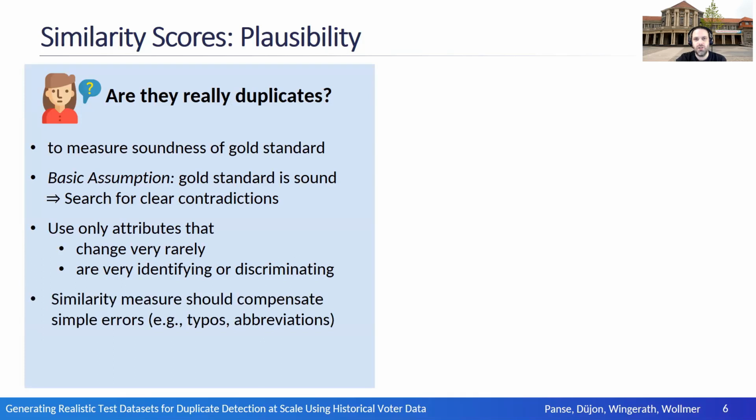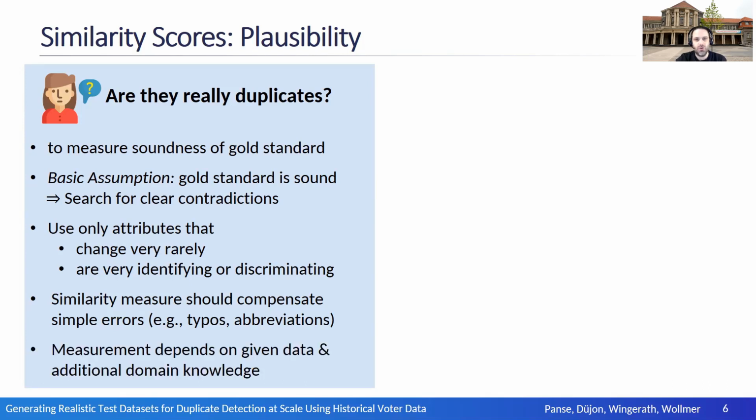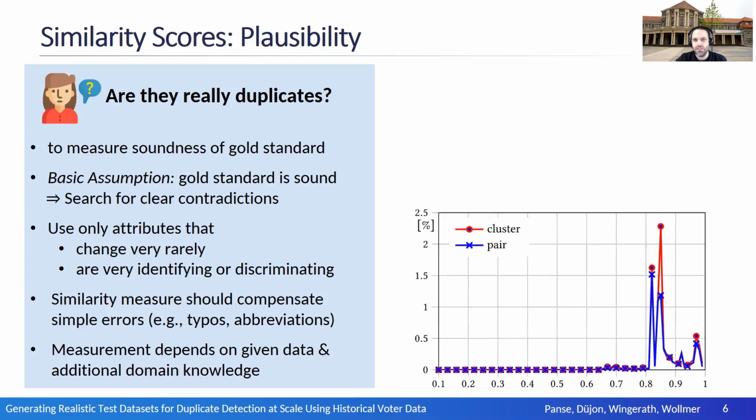Moreover, we use a similarity measure that compensates for small differences, such as typos or swapped tokens. It is important to note that we incorporated external domain knowledge into this calculation process. On the right side, we see the results of our measurements. 92% of all duplicate pairs have a plausibility of 1 and are not presented in this figure.